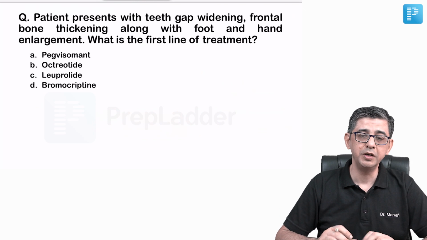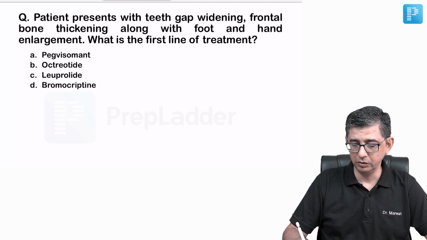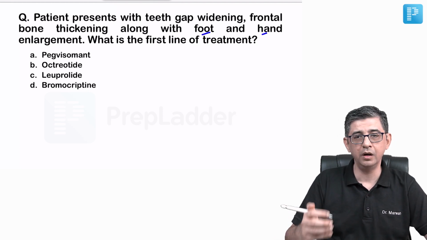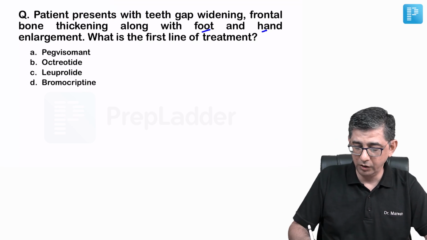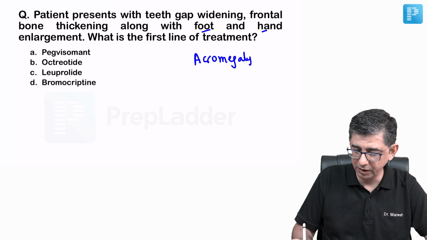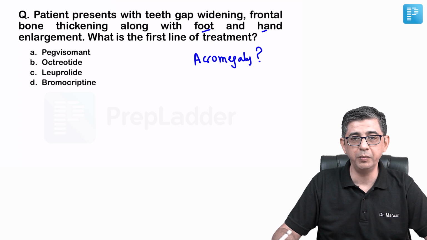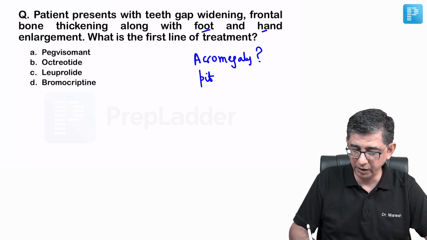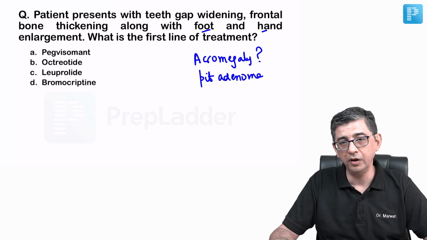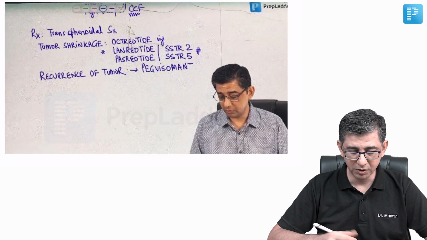The next question said patient presents with teeth gap widening with frontal bone thickening and foot and hand enlargement. So the words foot and hand enlargement and frontal bone prominence all point towards the clinical diagnosis, in this case, acromegaly. And what am I going to do in this patient? One is because there would be a pituitary adenoma present, so I can get rid of it using a transsphenoidal surgery. Now he is asking you regarding a drug that can actually shrink the tumor and thereby cause a relief.